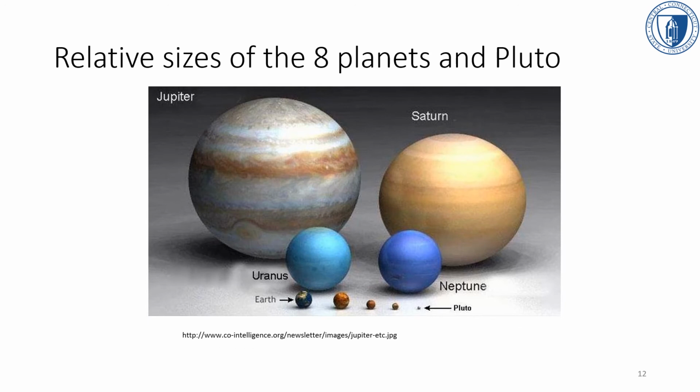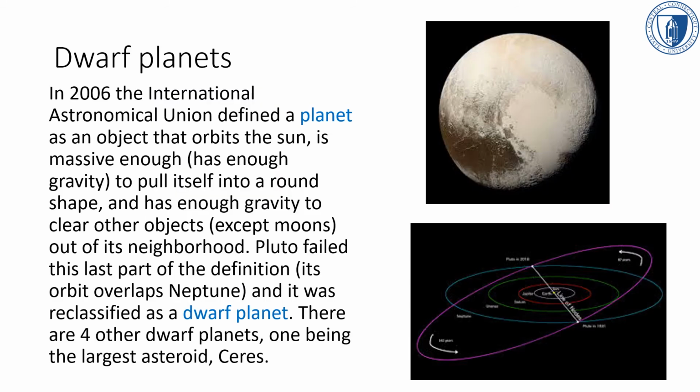So here we have again the relative sizes of the 8 planets, and here's little Pluto. Pluto is an example of what we call a dwarf planet. I have a short several-minute video explaining sort of the politics of how Pluto got demoted. Essentially, we didn't have a really good definition of planets up until 2006. One can debate whether or not the definition we have now is any good.